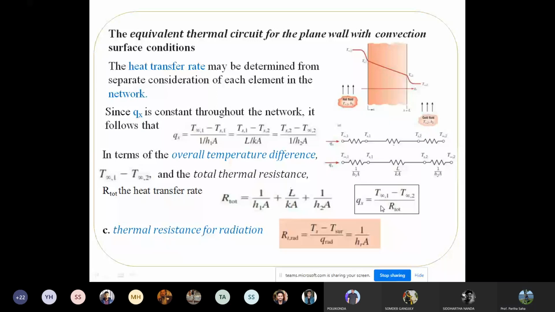Now since heat flux is equal, for each case you can individually also determine this, because there is no heat sink or heat source. So obviously the amount of heat lost from here to here, here to here, and here to here will be equal. That's why Qx is given by T infinity 1 minus Ts1 by 1 by h1A equal to Ts1 minus Ts2 divided by L by kA equal to Ts2 minus T infinity 2 by 1 by h2A.